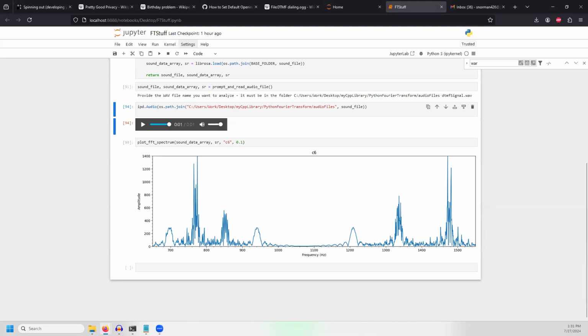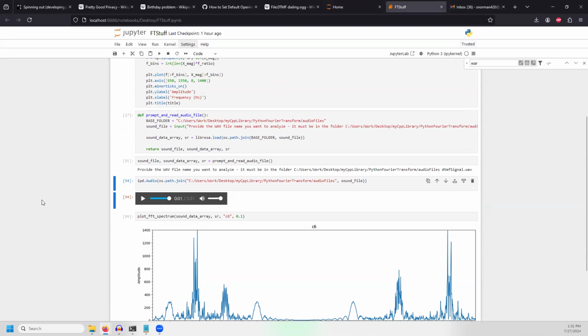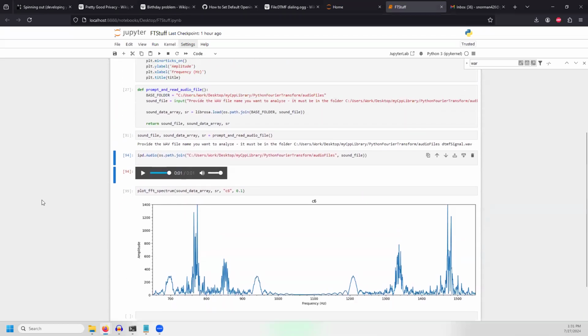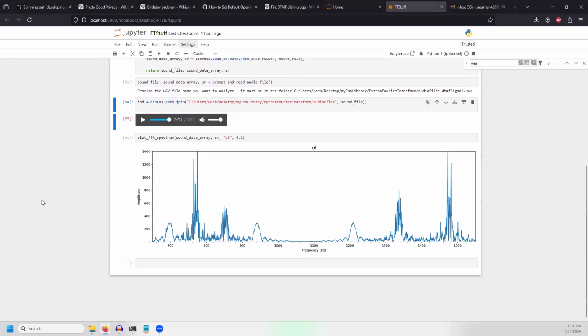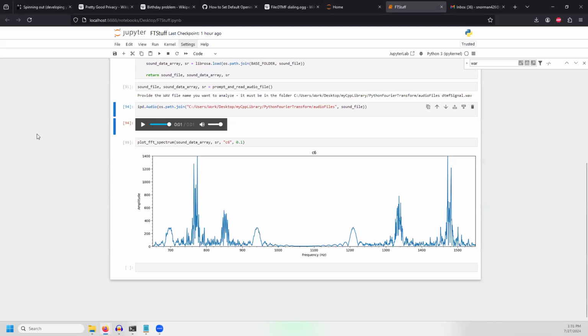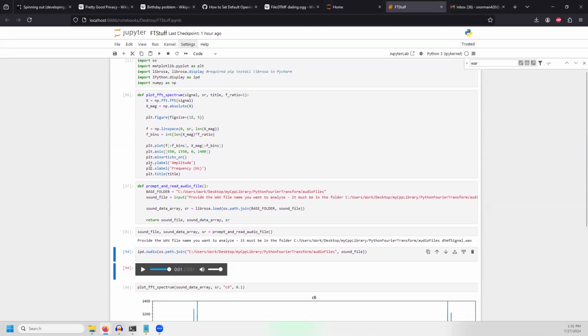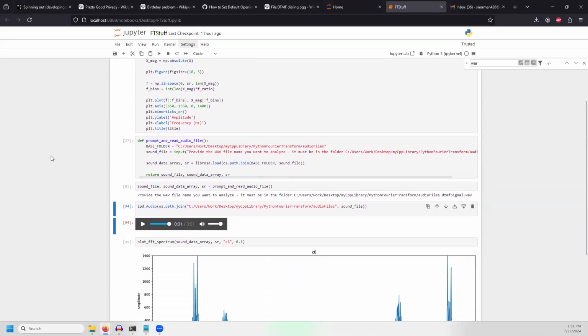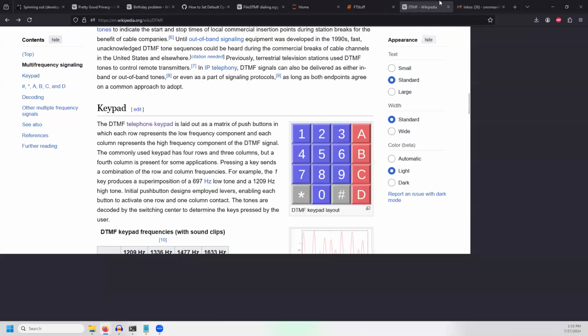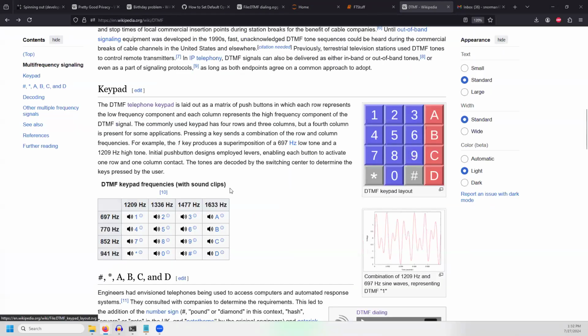Okay, so this is just a really cool thing that I came across when playing with this Fourier transform sound wave analysis, DTMF.